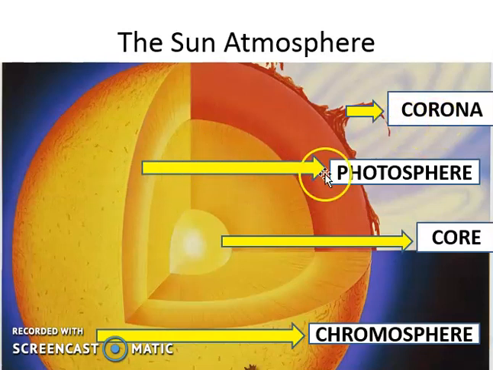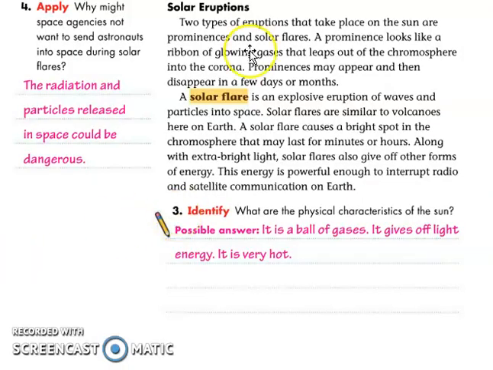The next layer is the photosphere. The photosphere is the one that gives us light. Next is the chromosphere. And then the middle part is the core. But our core here on Earth is solid, while the core of the sun is gas. Okay? So let's proceed to the next page.